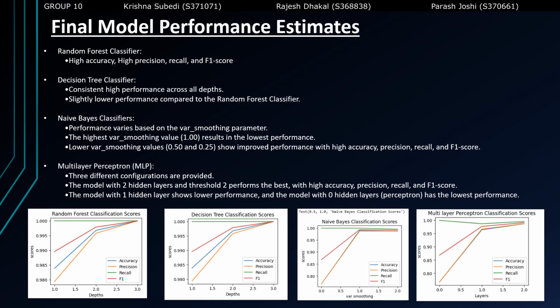In the multilayer perceptron MLP, we have three configurations. The one with two hidden layers and the threshold performs the best, with high scores in accuracy, precision, recall, and F1 score. The model with one hidden layer shows lower performance, and the model with zero hidden layers, the perceptron, has the lowest performance.